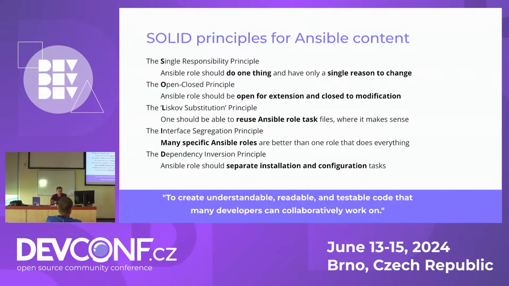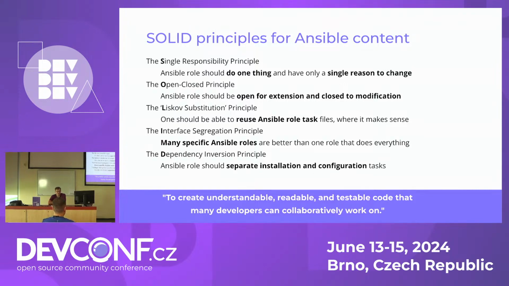An Ansible role should do one thing and have only a single reason for a change. An Ansible role should be open for extensions and closed to modifications. One should be able to reuse Ansible role task files where it makes sense. Many specific Ansible roles are better than one role that does everything, and an Ansible role should separate installation and configuration tasks.